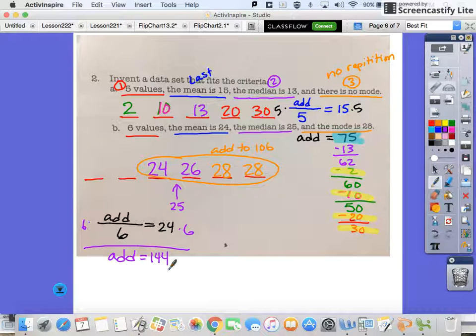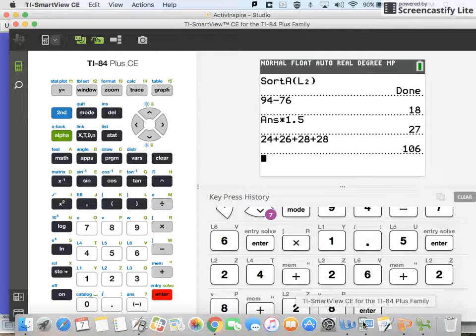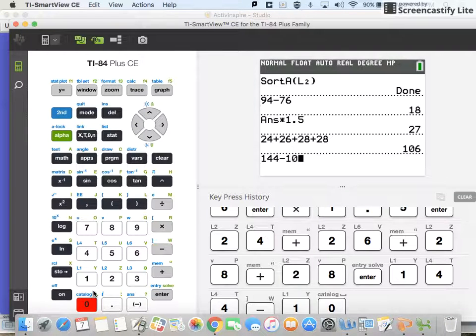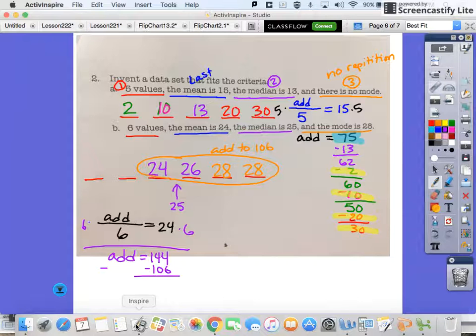They have to add up to 144, but we already used 106. So we end up with 144 minus 106 is 38. So we need 38 to fill these 2 blanks. So pick something relatively close to 24, but less than that. I'd maybe do 23. So 38 minus 23 is 15. So 23 would go here, and that 15 would have to go there. You can always check, add those numbers up, divide by 6, and see if they equal 24, and it should.